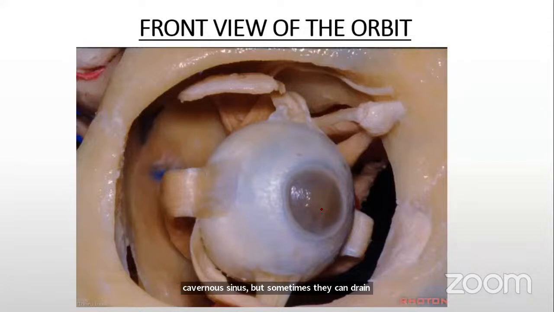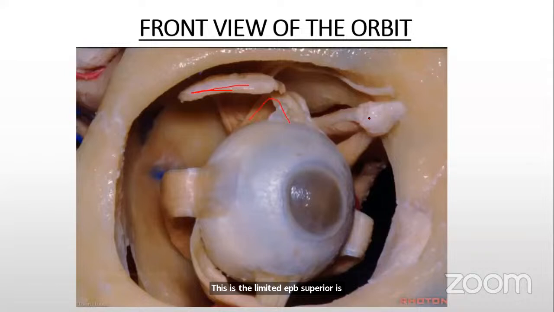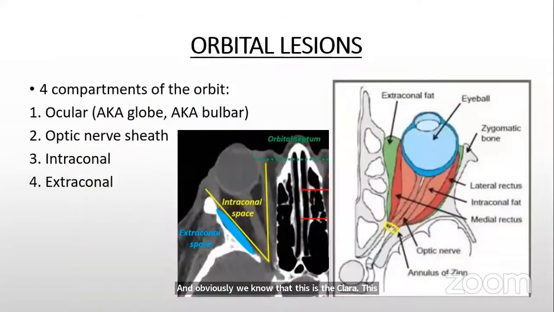If we see the front view of the orbit, we can see all of these structures that we have gone through. This is the levator palpebrae superioris. This is superior rectus. This is the trochlea, that is the pulley. So obviously this will be the superior oblique muscle. This is the medial rectus, inferior rectus, the inferior oblique muscle, the lateral rectus muscle. And this nerve, which is going towards the trochlea, obviously will be the supratrochlear nerve. And obviously we know that this is the sclera, this is the cornea, and all of this stuff.